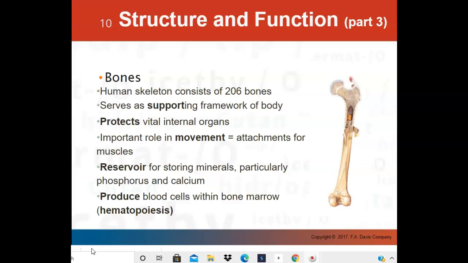The human skeleton consists of 206 bones. It serves as a supporting framework of the body. It protects vital internal organs and has an important role in movement and attachments for muscles. The bones are a reservoir for storing minerals, particularly phosphorus and calcium, and they produce blood cells within bone marrow, which is called hematopoiesis.